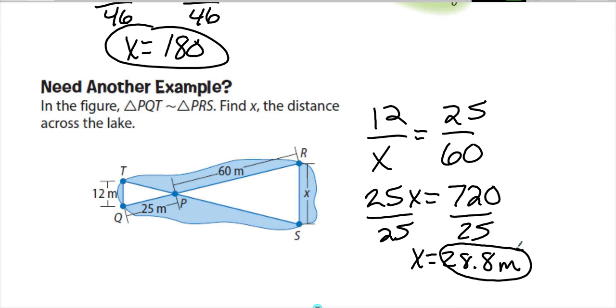So like I said, the math really isn't going to change too much from here. It's going to be read it, figure it out, cross multiply, divide, those kinds of things. All right, nothing really new necessarily, just kind of a new concept more than a new skill. So that's what we've got.